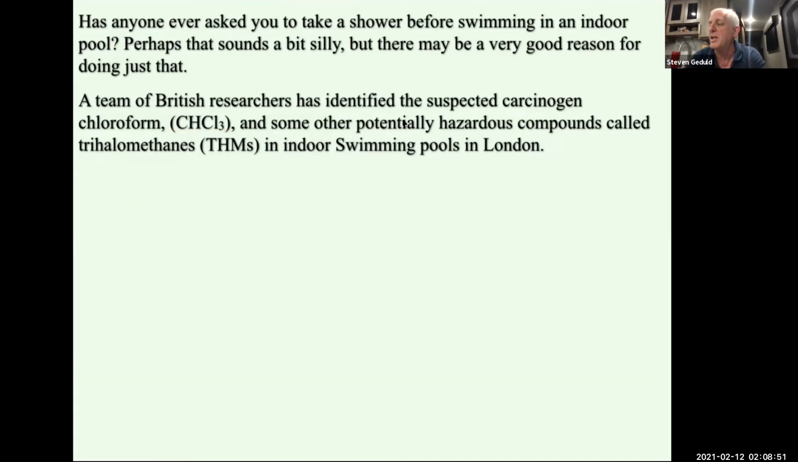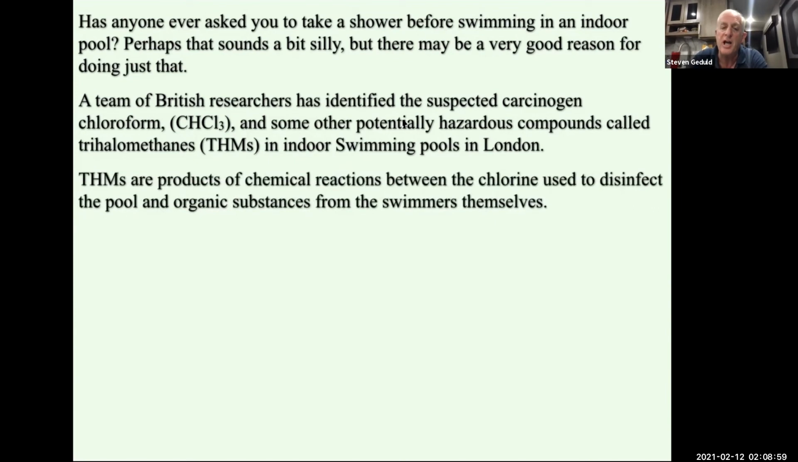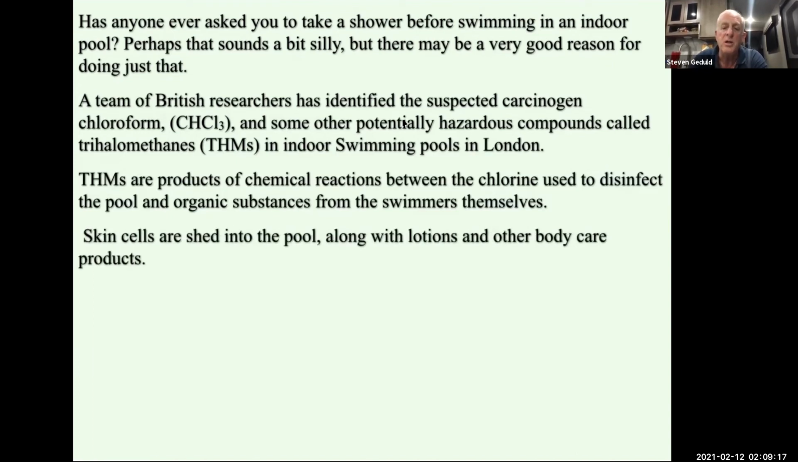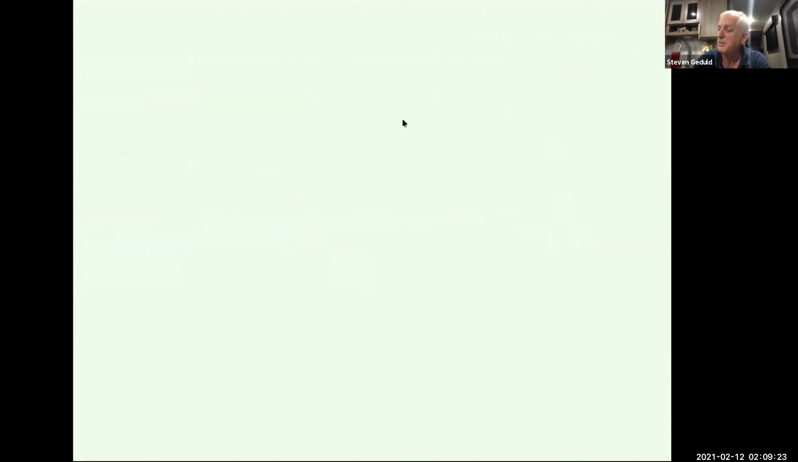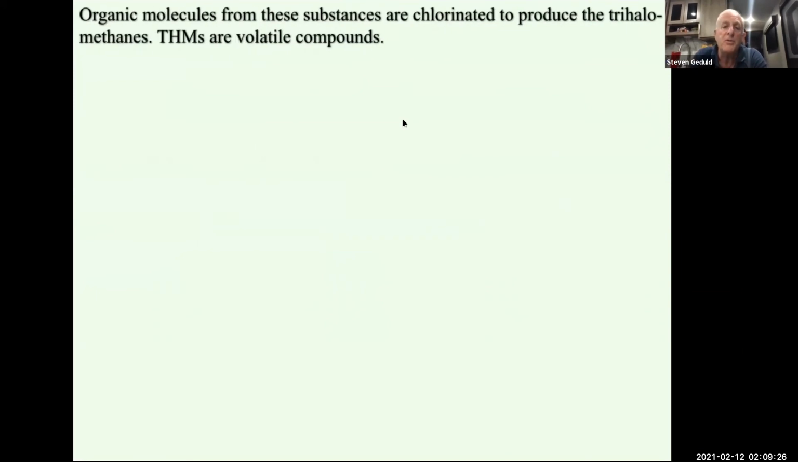Okay. There's other potential hazardous compounds called trihalomethanes that are produced in swimming pools in London, they were finding out. THMs, trihalomethanes, are products of chemical reactions between the chlorine that's used to disinfect the pool and the organic substances from swimmers themselves that come off the body. So chlorine reacts with stuff from your body to produce THMs. Skin cells are shed in the pool with lotions and other body care products. So organic molecules from these substances are chlorinated and they produce these trihalomethanes.